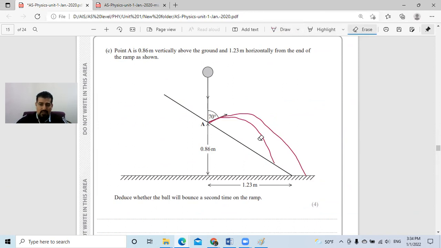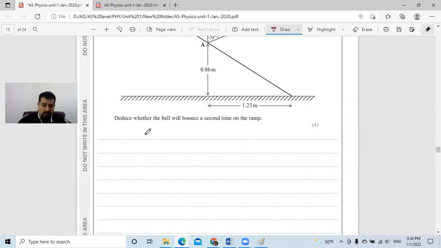So that means we are going to compare its speed with the horizontal distance. So I need to find out the time. Exactly. So I need to find the time of falling. So I'm going to answer this in both ways, vertically and horizontally.